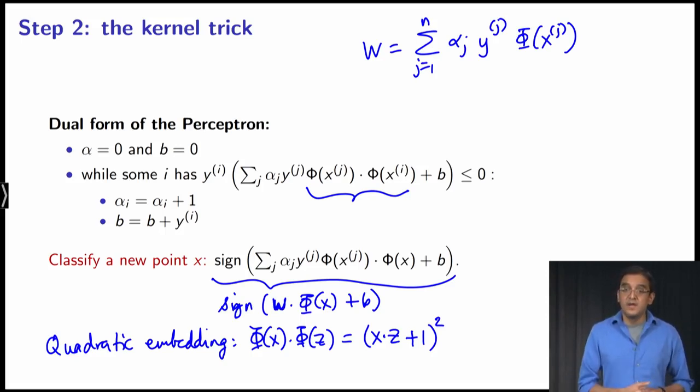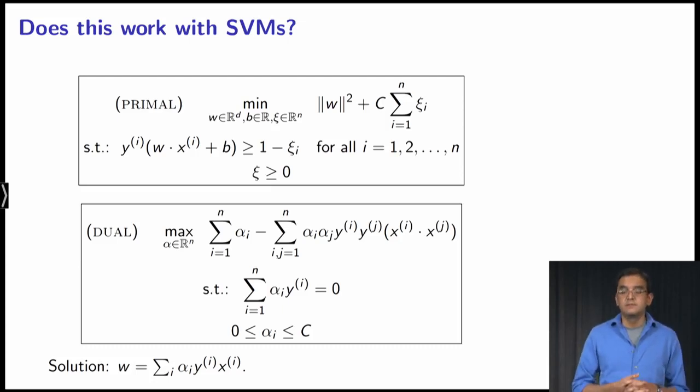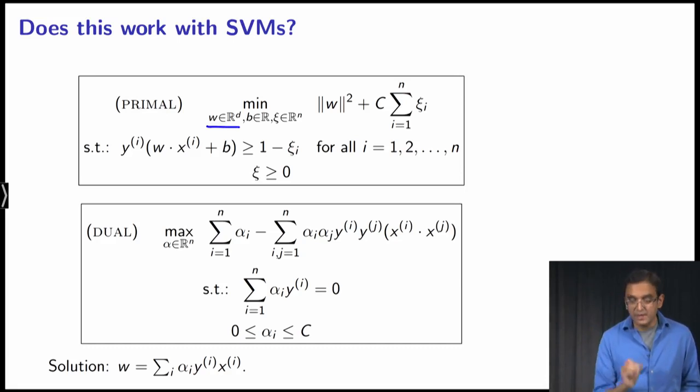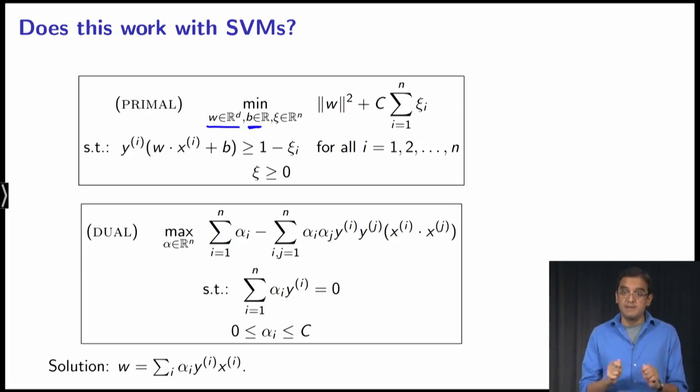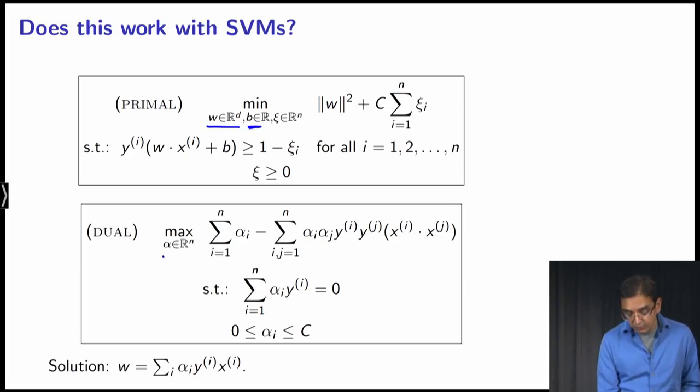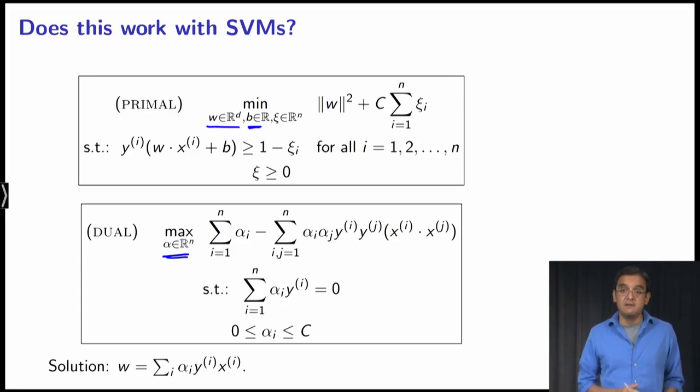So this works so well that a natural question is, can we do something similar with support vector machines? So let's take a look. In the case of support vector machines, the way we do learning is by solving an optimization problem. And we've seen two versions of this problem, the primal form and the dual form. In the primal form, we're solving directly for w and for the offset b. In the dual form, we're solving for the coefficients alpha, which have the same interpretation as with the perceptron.